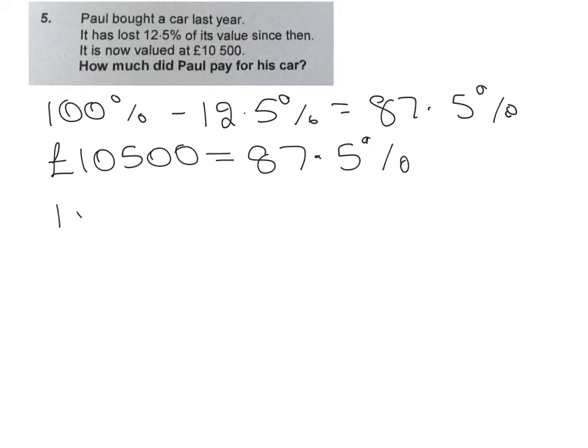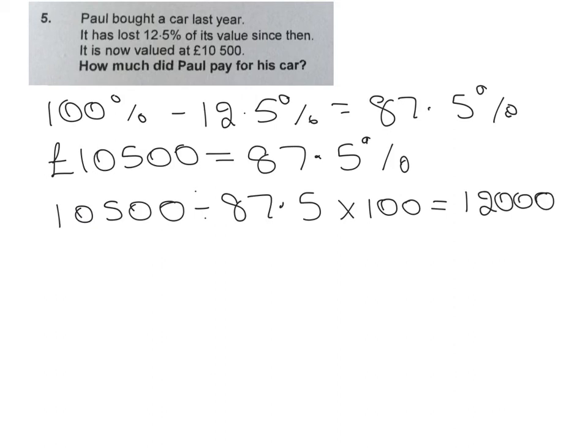So we take the 10,500, we divide it by 87.5 to find 1%, and then we multiply by 100 to get back to our 100%. So Paul's car was originally worth, when he bought it, £12,000.